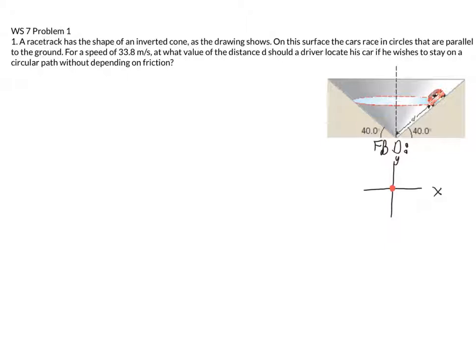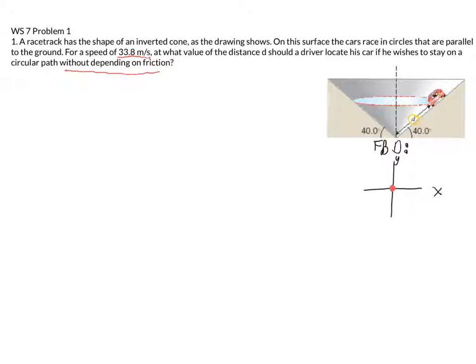And what you're asked to determine is if the car wants to be moving at a speed of 33.8 meters per second, and if it wants to have zero reliance upon friction, meaning friction's not pointing up or down the slope. It could be either one, but in this case, it wants you to have no dependence on friction. If that were the case, then you're asked to determine what is this distance d shown here, okay? So that's what you're asked to figure out.